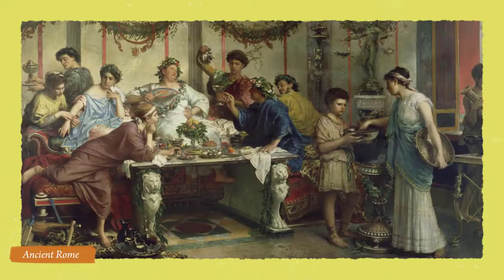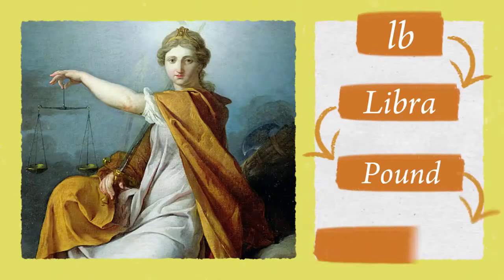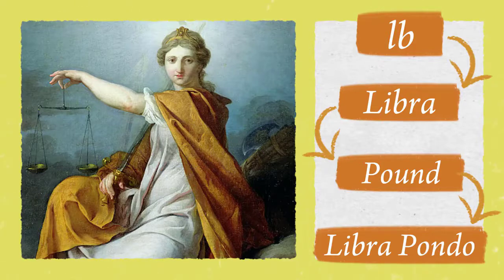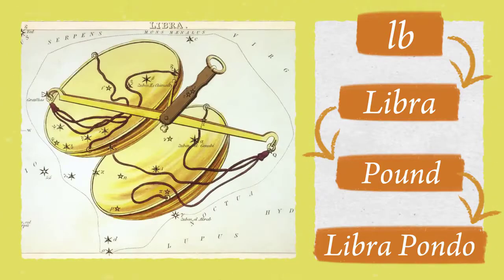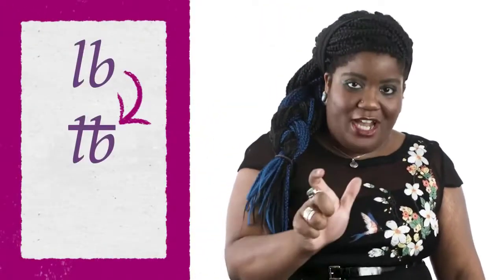Romans used the abbreviation LB, short for Libra, to mark the measurement for pound by weight, or Libra Pondo, which coincidentally explains why Libras are represented in astrology by scales. Over time, scribes and writers started drawing a line through the top of the LB to note that it was a contraction. And because not only doctors have bad handwriting, over time this contraction started to look more and more like the pound sign.